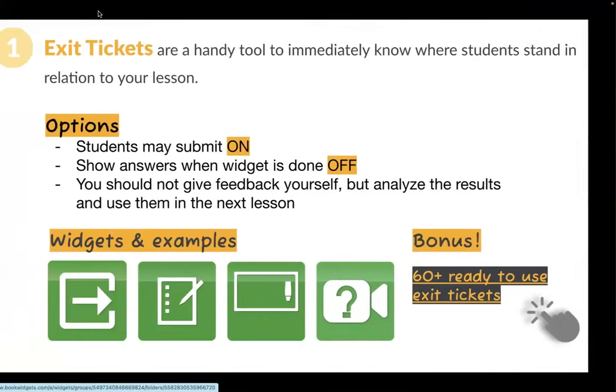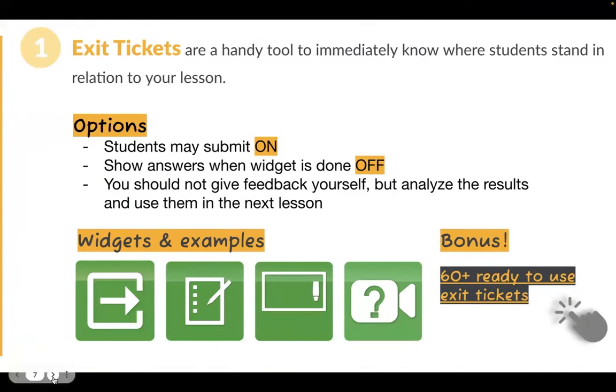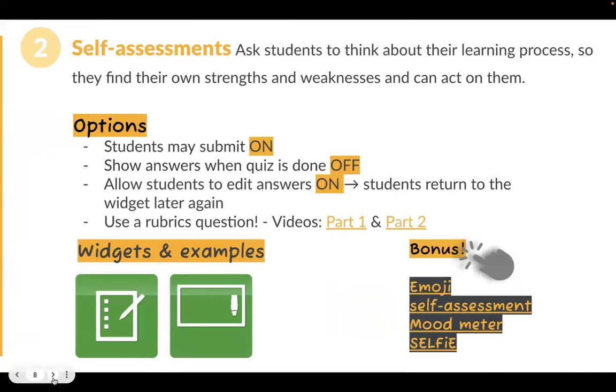All right, let's move on to our next formative assessment, and this one would be a self-assessment. So you're asking students to think reflectively about their learning process so that they can think about their own strengths and weaknesses and then act on them. Again, you want to be able to have students submit answers to you so that you can take a look at these and have that data to refer to.